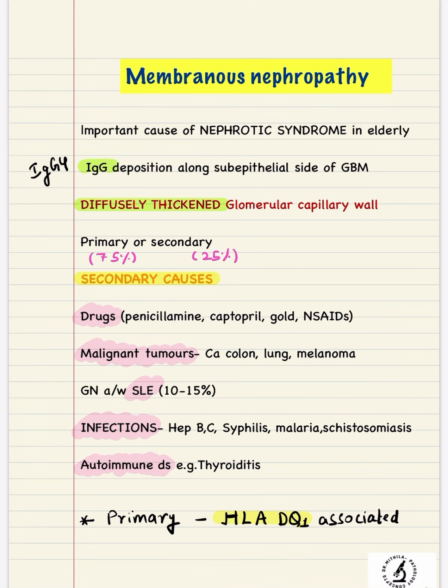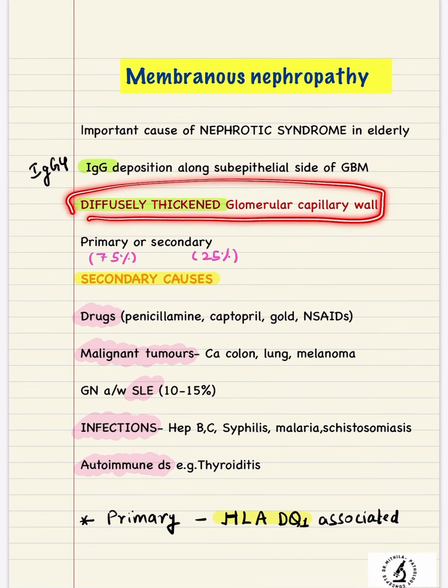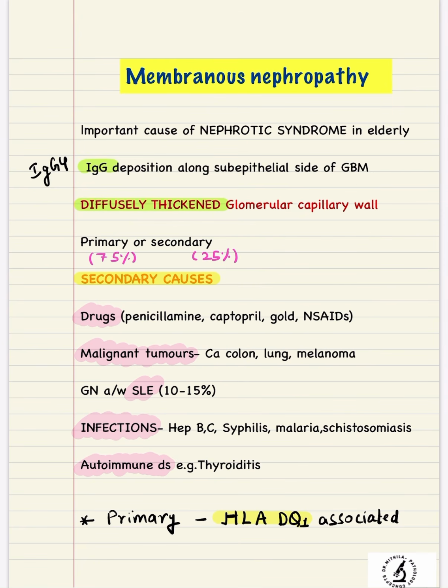So there is increased thickness of the glomerular capillary wall. There is immune complex deposition, and the basement membrane also gets thickened, so there is a diffusely thickened glomerular capillary wall. Now the causes of membranous nephropathy are divided into two. The most common cause is primary, also known as idiopathic, comprising 75% of cases, and the secondary causes comprise 25%.